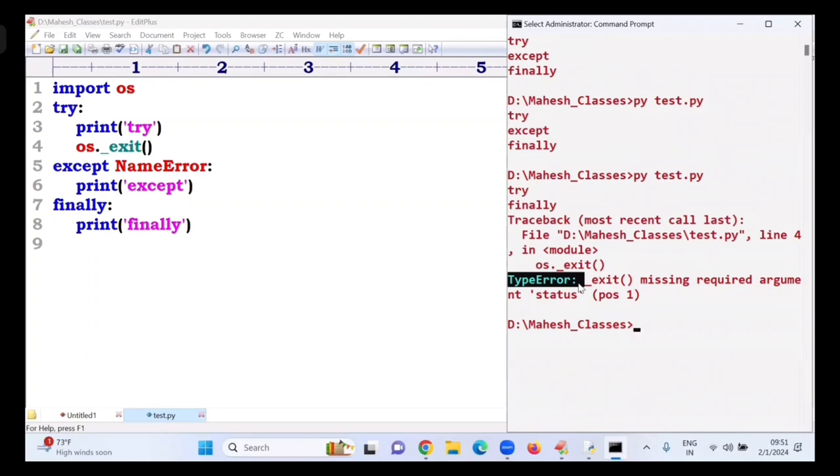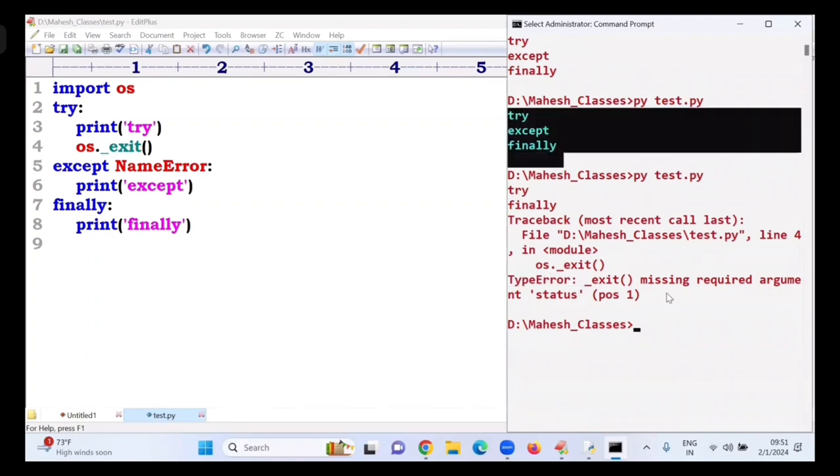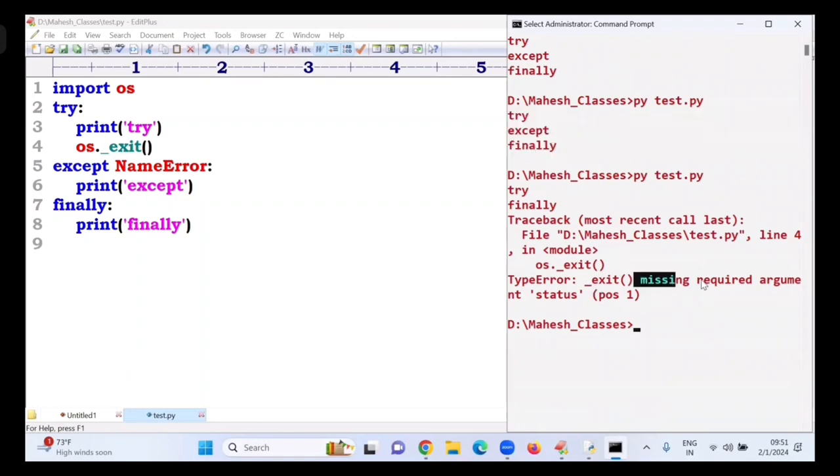I'm using default except block. That's the reason I'm executing type except finally. So here, exit is missing one required argument, status code. Compulsory, exit accepted one argument. It can handle any exception. That's why type error also is handled.